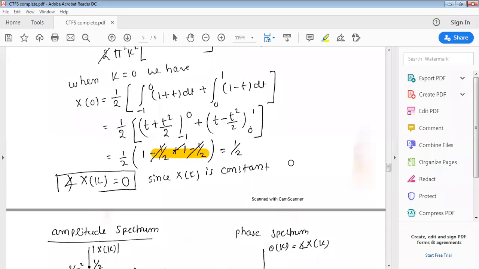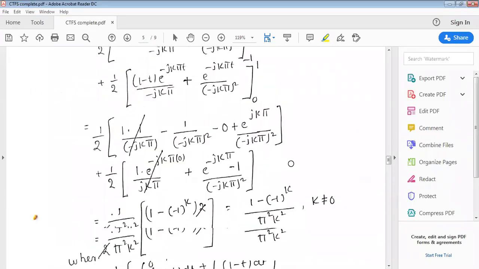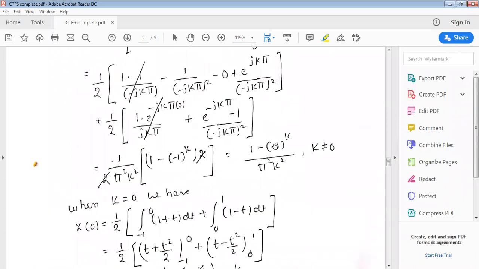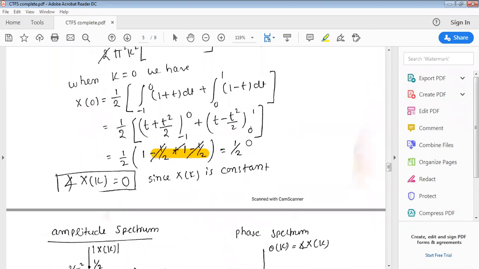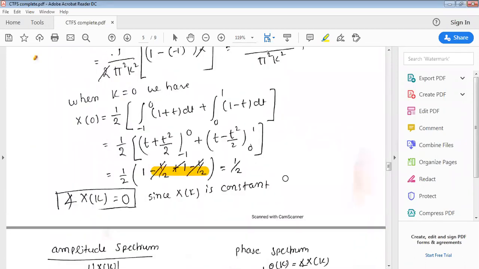And look here. I have X of k is (1 minus (minus 1) power k) by π square k square. It is a pure number. Whatever may be the value, it is just a number. Similarly, X of 0, that is also a number. Therefore, there is no j term in this equation. When there is no j term in this equation, angle will become 0 only. That's why angle of X of k is equal to 0, because X of k is constant. It can have any number, but it is not in the form of x plus jy. Okay, so it is constant.